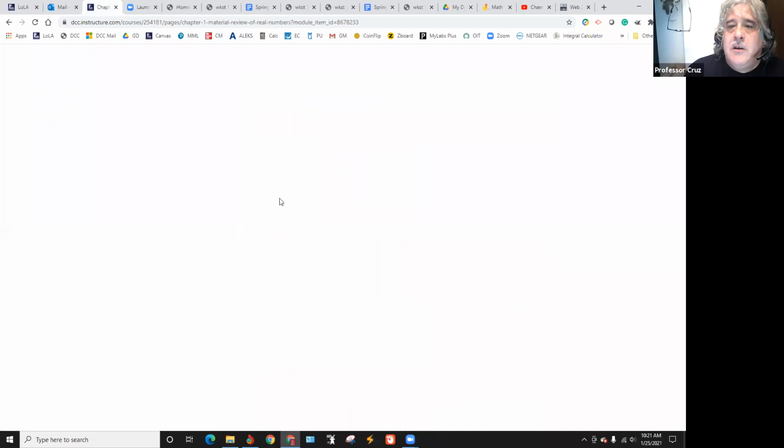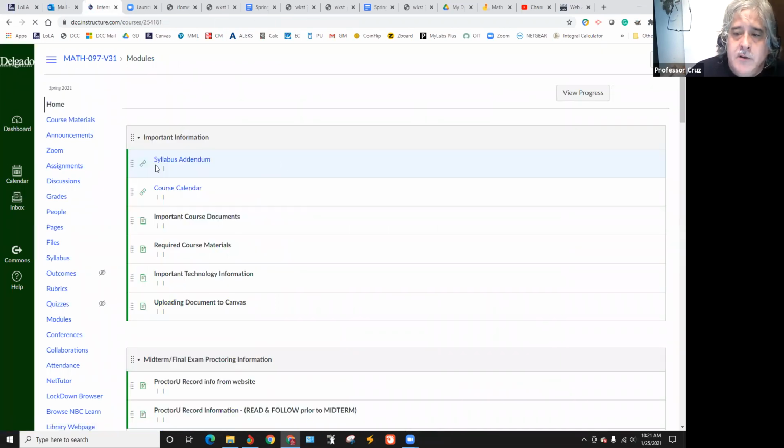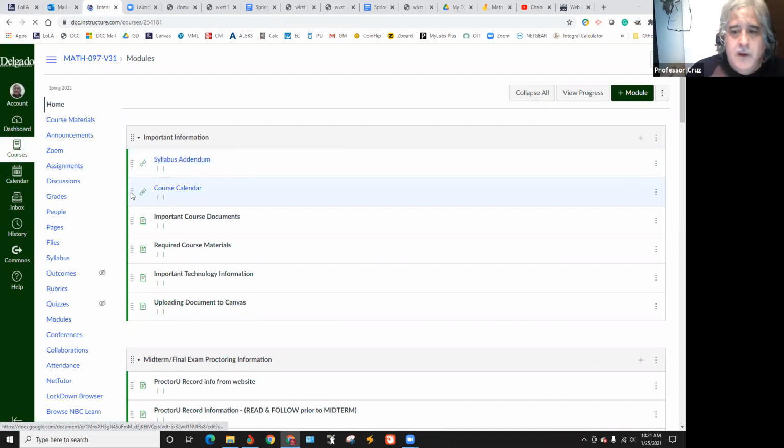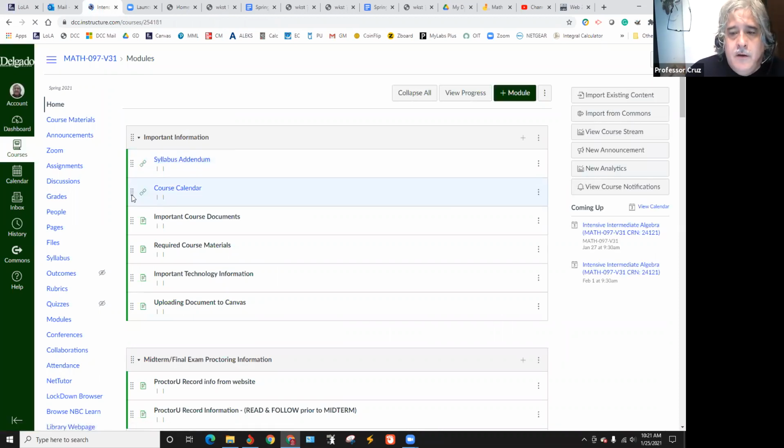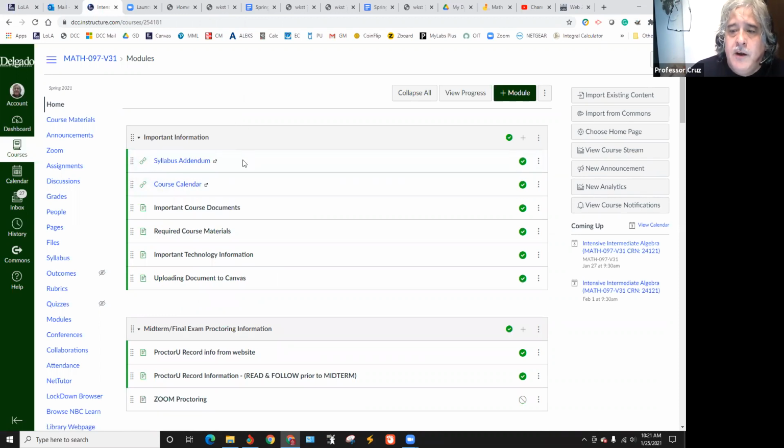So, as far as the course materials are concerned, when you come into the course, remember your two most important documents are here: the syllabus addendum and the course calendar. The course calendar is probably the most important document because it just shows you where we are on any given day. And remember, we're here quite a bit, 4.5 hours a week. This is a 5-hour class.